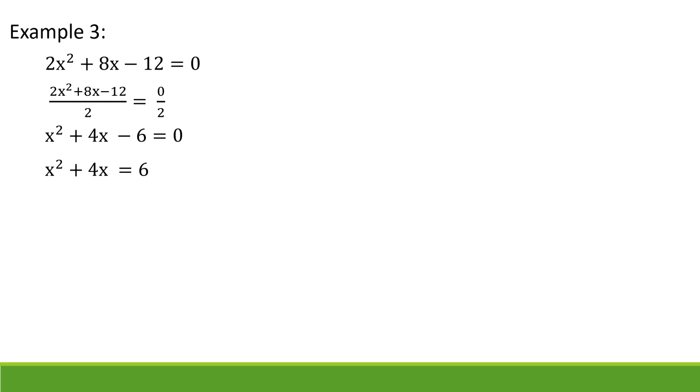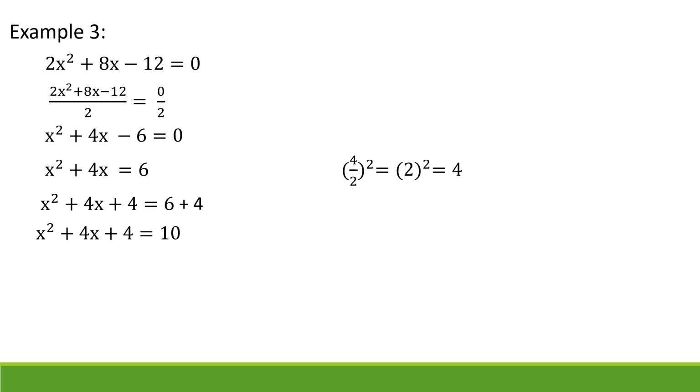The next step is to get the coefficient of x, divide by 2, then square it. 4 divided by 2 is 2, then squared is 4. Then add the answer to both sides of the equation. Then perform 6 plus 4, which is positive 10. Then factor the left side of the equation. This is a perfect square trinomial. To factor easily, just get the square root of x squared, which is x, and the square root of 4, which is 2. Then the sign of 2 is positive because the sign of the coefficient of x is positive.